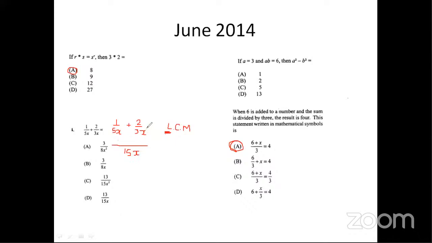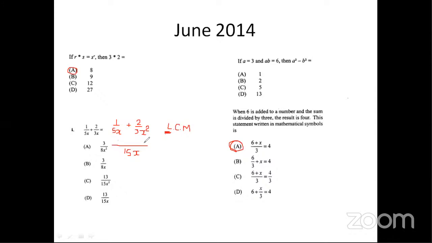If, for example, we had a square here, what would be our lowest common multiple? X. That'd be true too. Let me put it. What would be our lowest common multiple for this one if I put a square there? 15x.